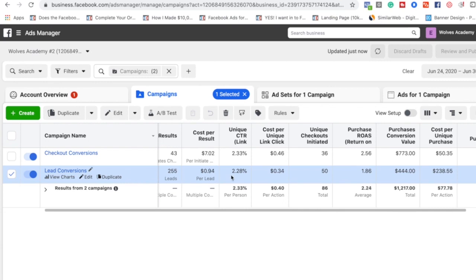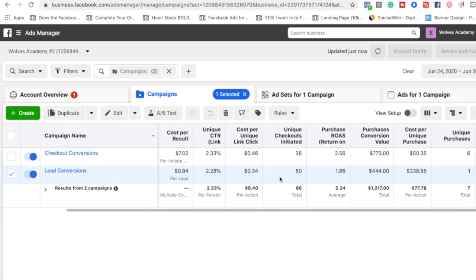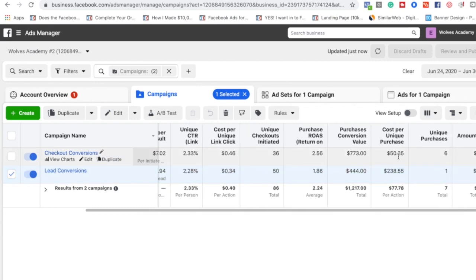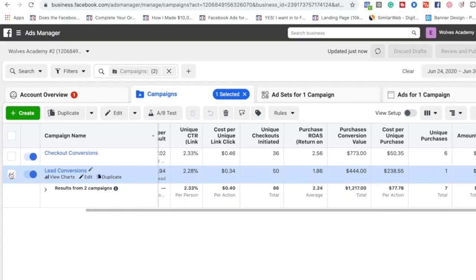But what is our North Star metric? Our North Star metric is cost per purchase. So with that being said, if we look at our cost per purchase, target KPI is below 60. So our checkout conversions is below 60, but our lead conversions is $238.55 cost per purchase. Now I left it on for an additional 24 hours to see if we could maybe get 2 sales, and if we were to get 2 sales, you do the math there, that brings us down to about $80 cost per purchase, and then it kind of averages out, but it didn't get any sales. So what is that telling us?